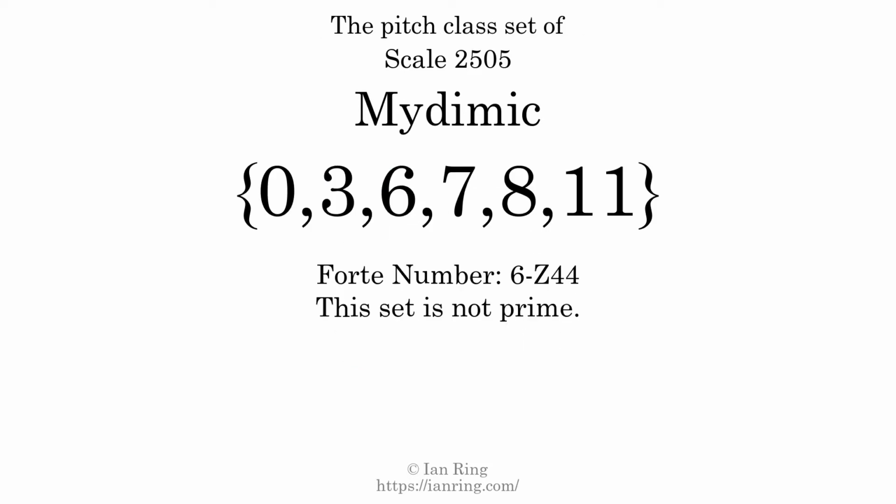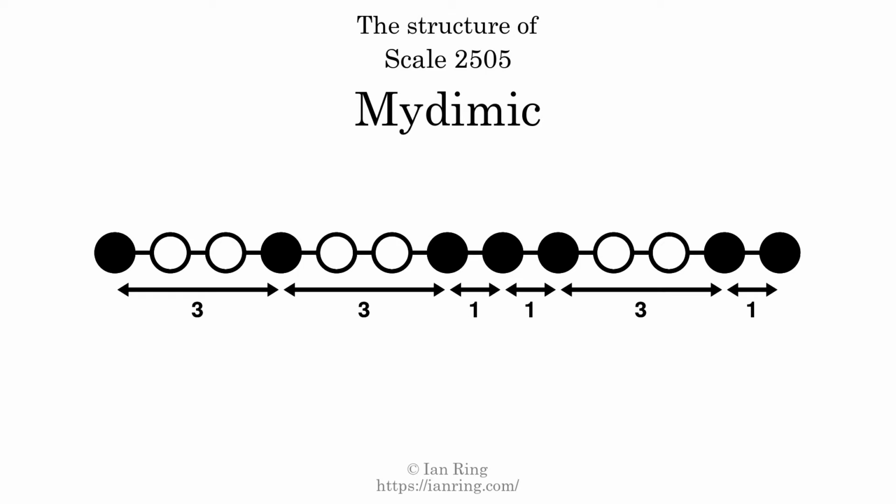The pitch class set for this scale is 0, 3, 6, 7, 8, 11. The forte class is 6Z44. This set is not prime. The structure of a scale is a description of the interval distance between each successive tone. This scale has a structure of 3-3-1-1-3-1.